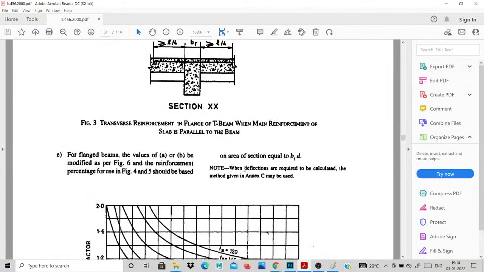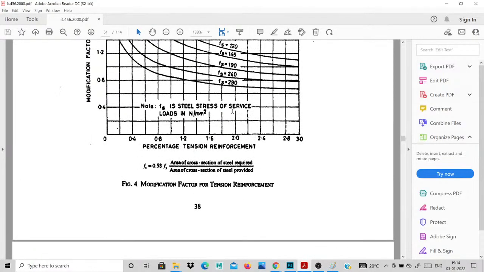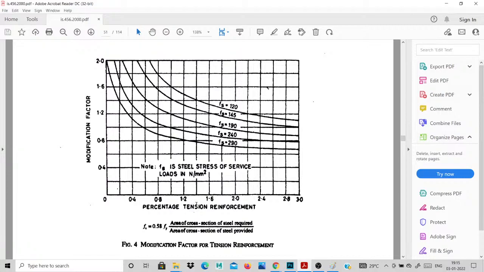You go to IS 456, page number 38, this slab portion, where the modification factor will be calculated. The first one is the percentage of tensile reinforcement. To calculate it, I will tell you how to take the percentage of tensile reinforcement, and then how to calculate the steel stress in service.